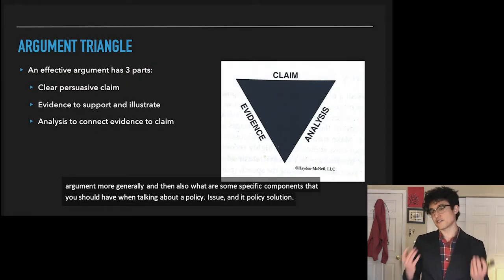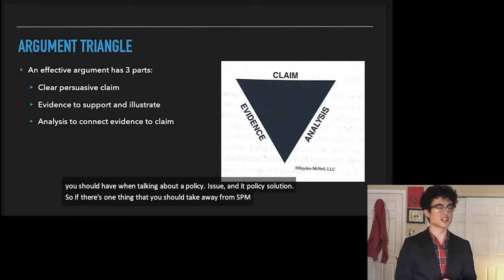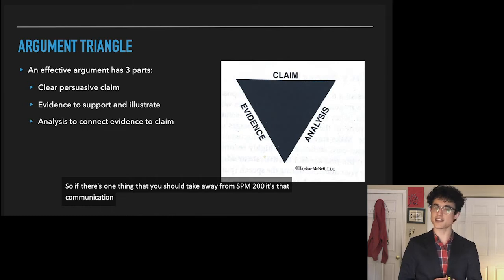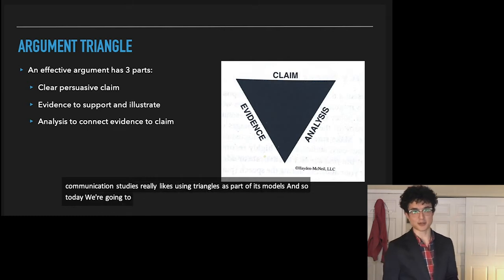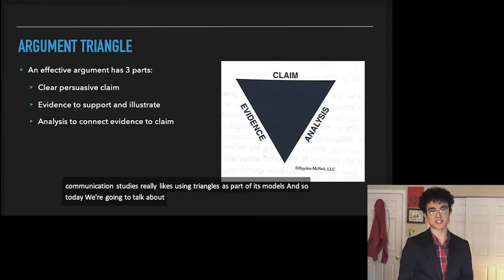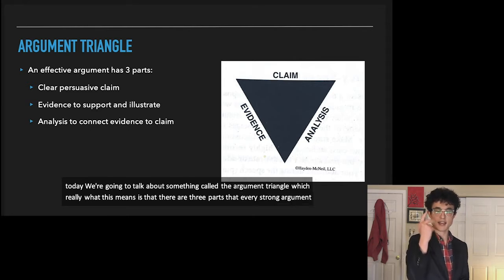If there's one thing that you should take away from SPCM 200, it's that communication studies really likes using triangles as part of its models. Today we're going to talk about something called the argument triangle, which means that there are three parts that every strong argument should have. You should have a claim, evidence, and analysis.